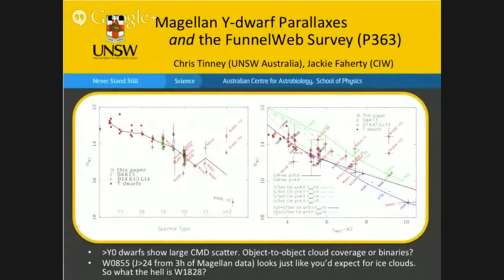So if you go to the other poster room over in the other building, and fight your way past the orcs to the darkest part of the back of the cave there, you will find, disguised as a poster about the FunnelWeb survey, some results from the Magellan Parallax program.